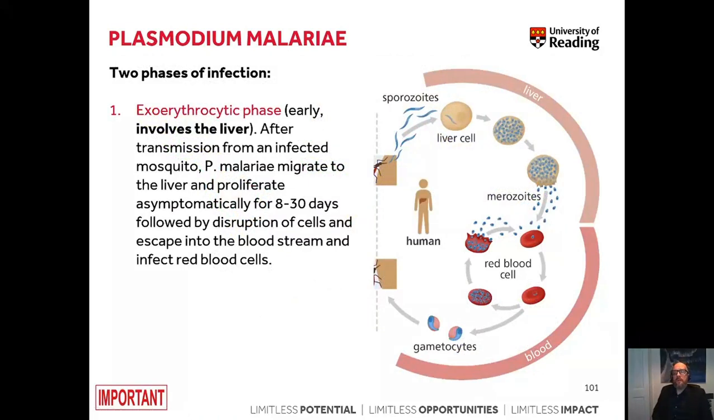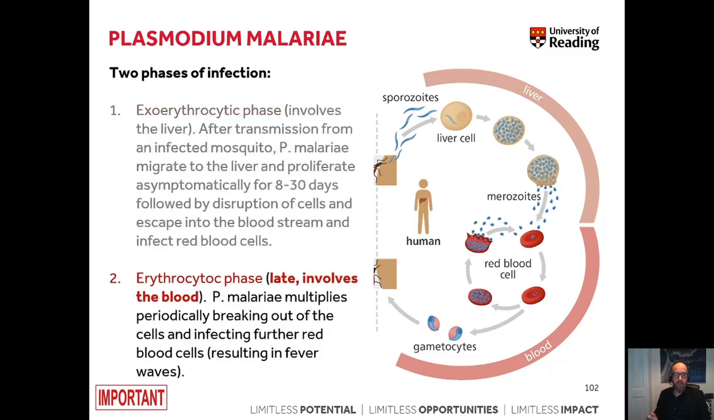So what are the phases of infection with malaria? There are two phases we need to be aware of, and the first phase is an early phase and involves mainly the liver. After transmission from an infected mosquito, Plasmodium migrate to the liver and divide. They proliferate without causing symptoms for a short period of time, followed by disruption of cells and transmission via the bloodstream. In the bloodstream, the parasite infects red blood cells, and this is actually the reason why patients develop symptoms.